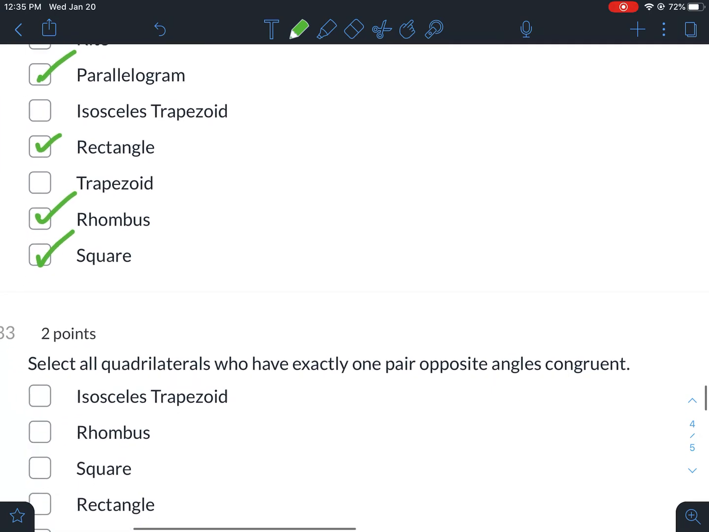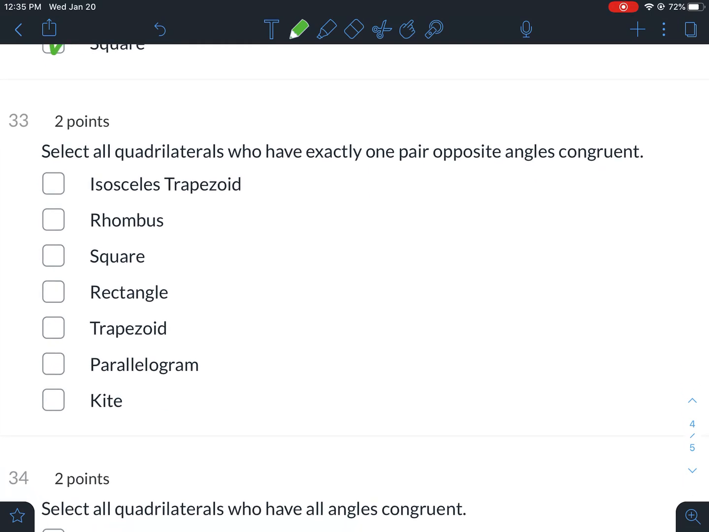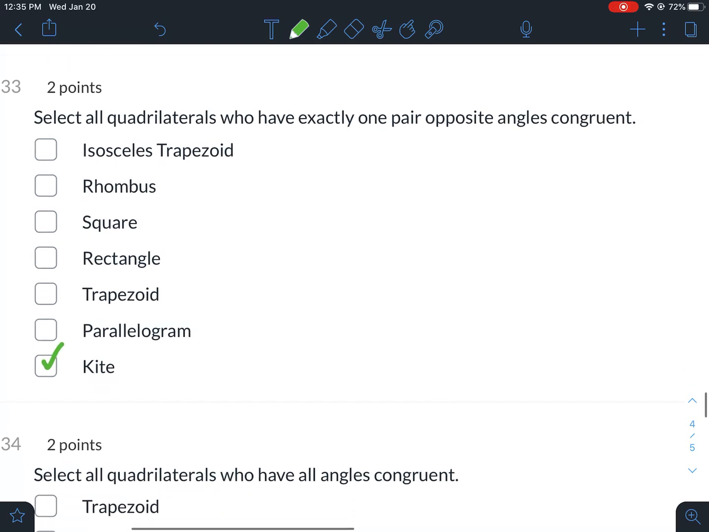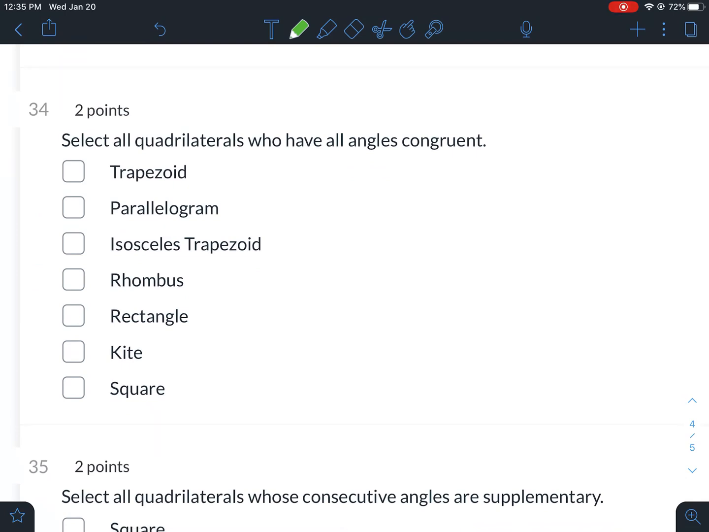33. Select all the quadrilaterals that have one pair of opposite angles congruent. So opposite angles, only one, is just going to be our kite. 34. So we're looking for quadrilaterals that have all congruent angles. So that would be our favorite friend, the square, and in addition to that one, our rectangle. Both of those have 90-degree angles.